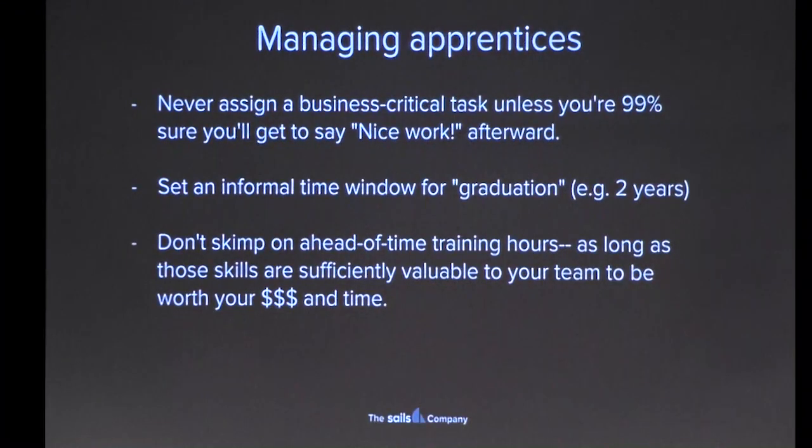Another thing that we learned this year, since we've been so focused on this approach, is that it's never a good idea to assign a really business-critical task to an apprentice unless you're pretty sure that they're going to succeed. The main reason being that then they're going to be really sad if they don't succeed, and it's going to affect their performance and the mood that they're bringing to the table going forward.